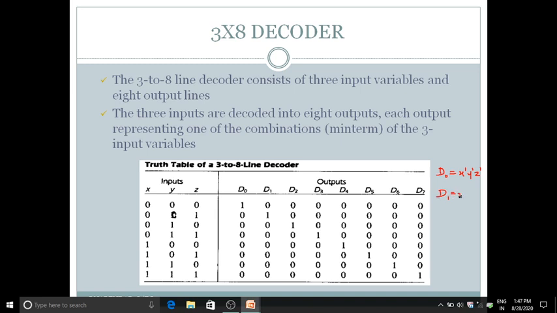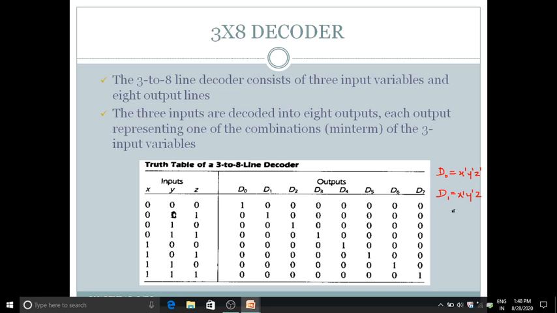It is x bar, y bar, and z. In the similar way, I can write the Boolean expressions for D2, D3, D4, and D5. You can see that all of these functions are equal to 1 only for one particular combination, so those functions are equal to the corresponding minterm.